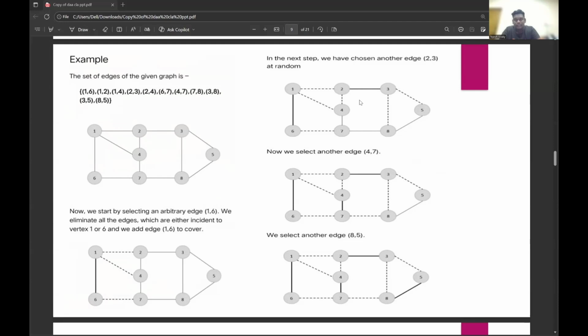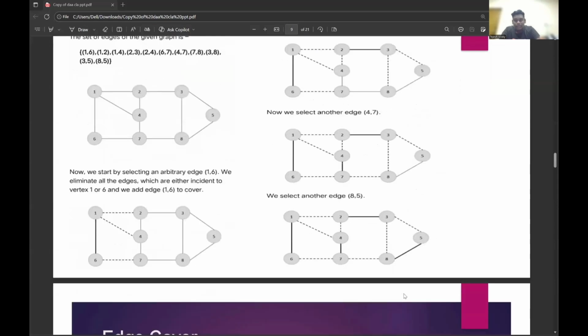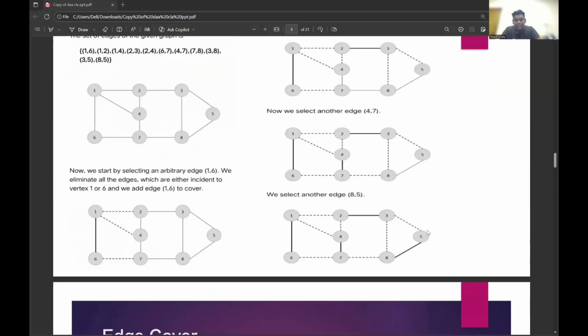That is called 2 and 3. And similarly, we have taken 4. From 4, we have connected 4 and 7 by this edge. 7 is connected to 8 and 4 is connected to 1, and we have already taken 1 and 6, 2 and 3 as vertices. So 4 and 7 are connected by this edge, so they are also covered. After that, we have taken 8 and 5, so that all vertices are covered by these four edges.